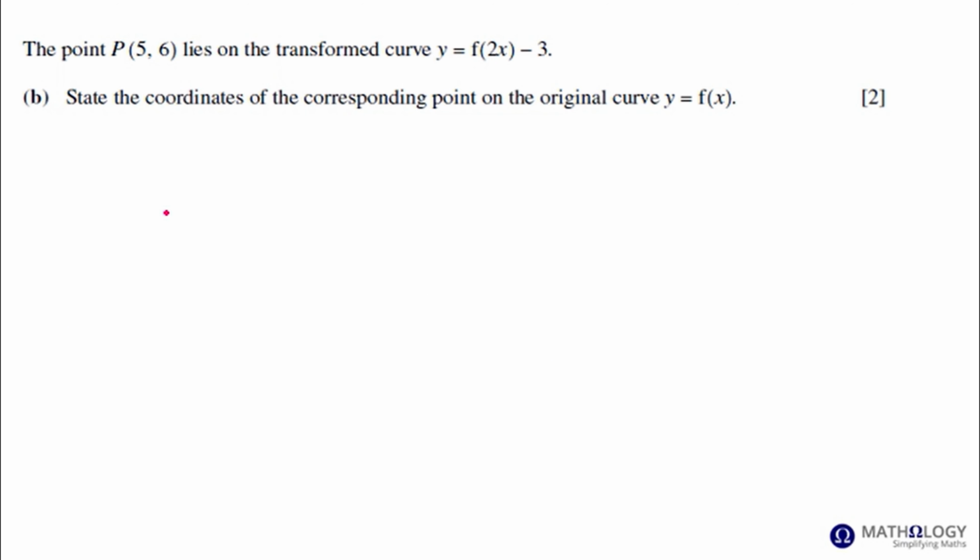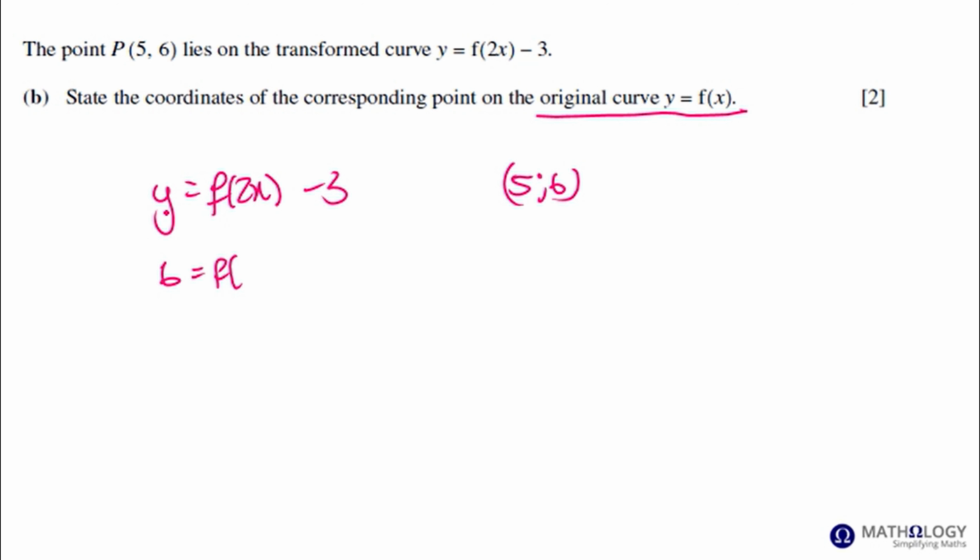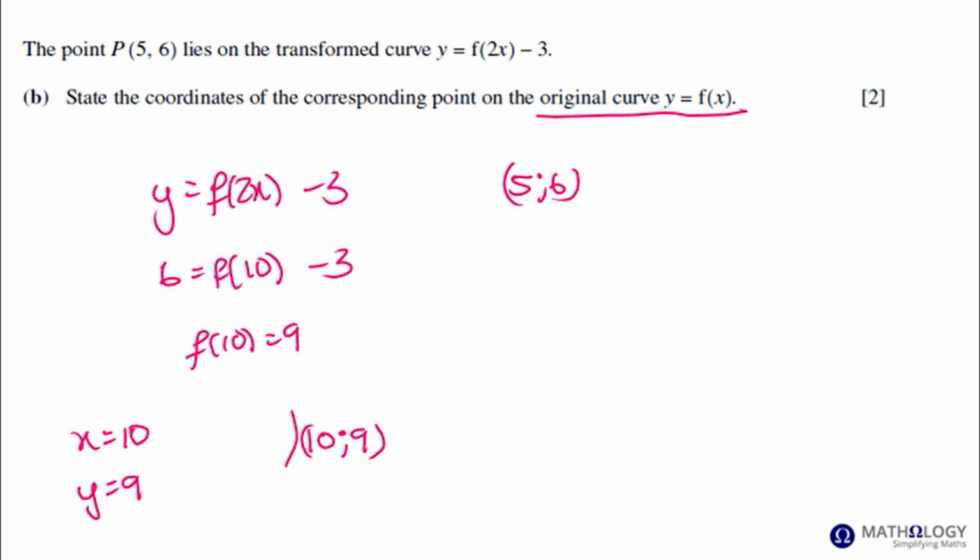The point P (5, 6) lies on the transformed curve y equals f of 2x minus 3. State the coordinates of the corresponding point of the original curve y equals f of x. So the point (5, 6) lies on this line. So 6 equals f of 2 times 5, f of 10, minus 3. So f of 10 is 9. This means that when x equals 10, y equals 9. So the point on the original curve is (10, 9).